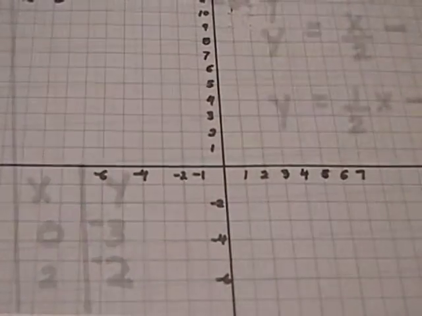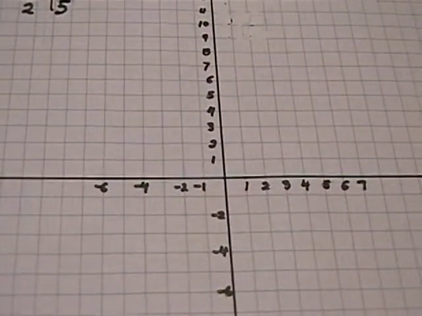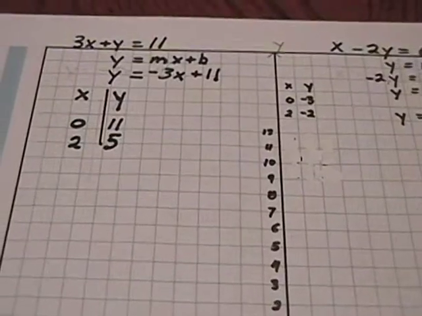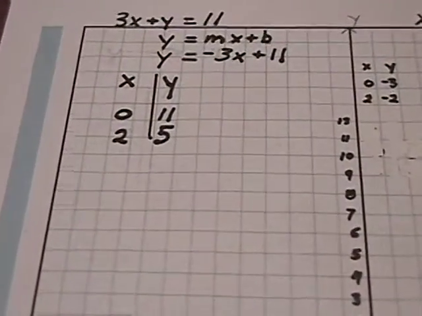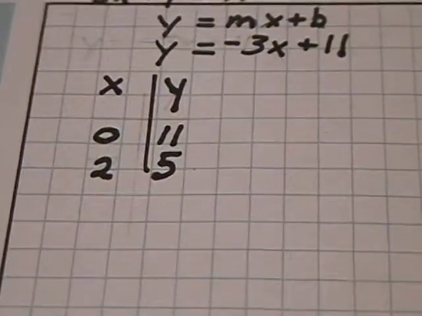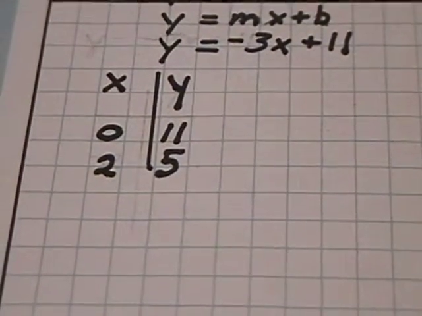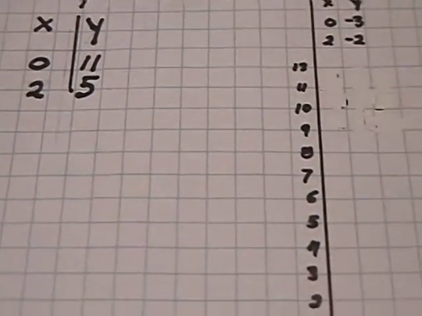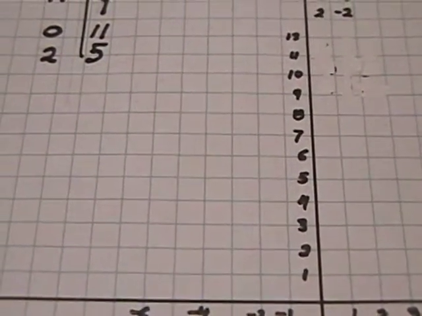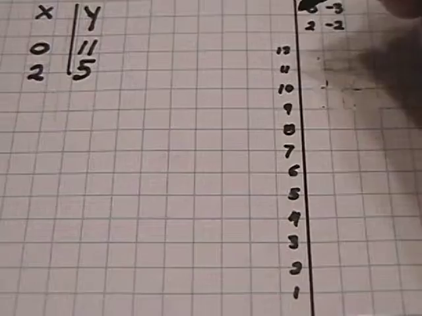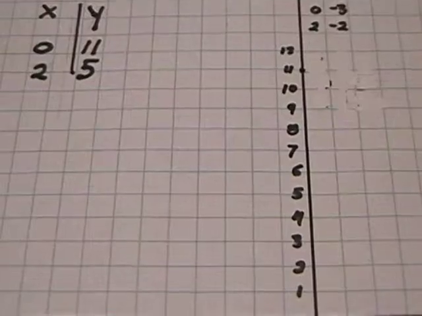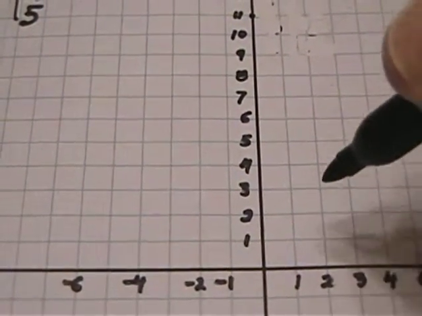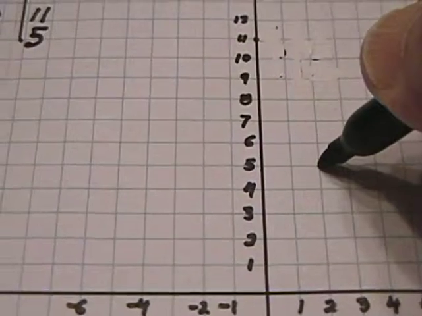So now we'll plot on the axes. Okay, I've put on values for the x and y axis. First we'll do the 3x plus y is equal to 11. I've got 2 points right there: x is 0 and y is 11, x is 2 and y is 5. So let's put those on. 0 and 11 would be right here, 10, there's 11, so put a little dot there, and 2 and 5. So 2, and go up to 5, and dot that.